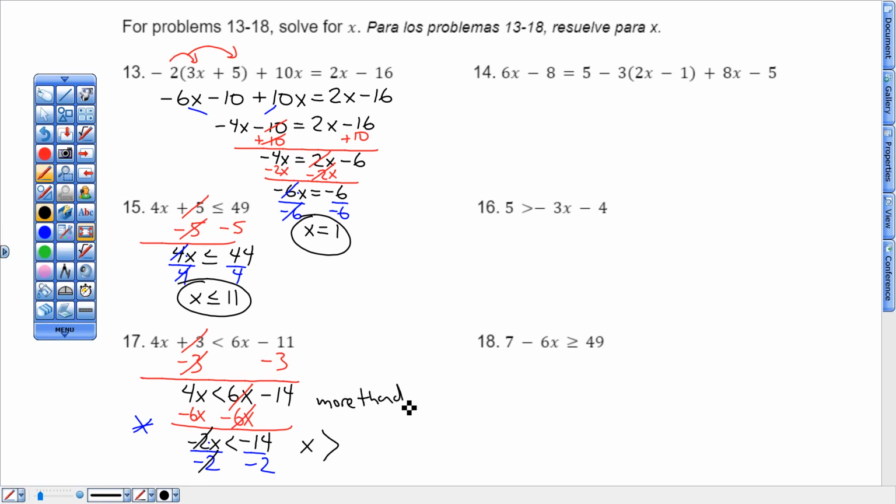and then that will give me +7. X is more than 7. All right, not less than anymore. All right, next, moving on.